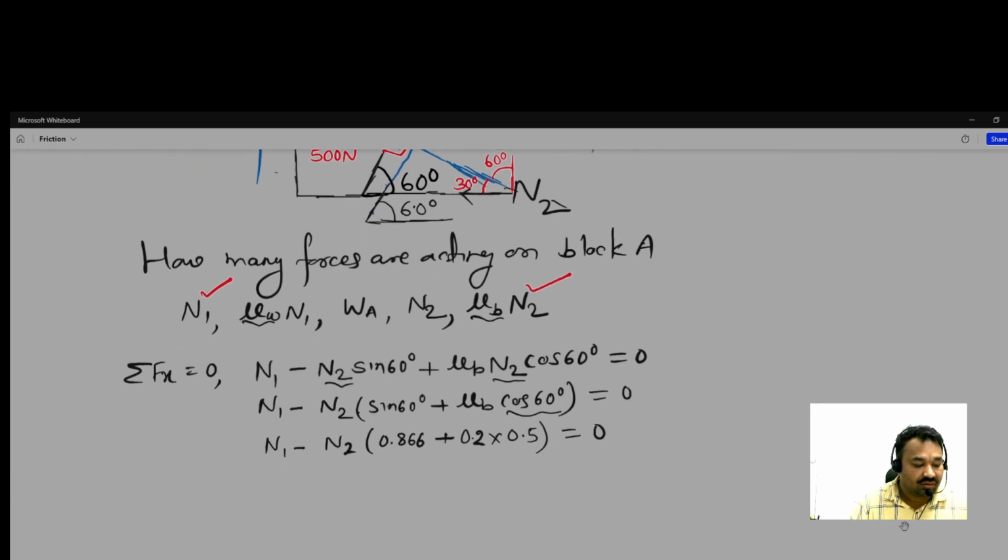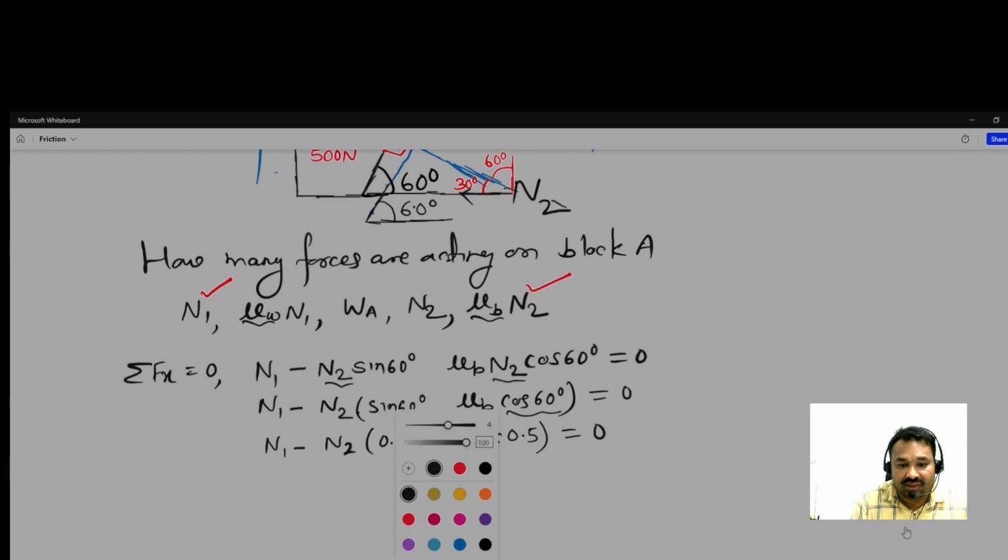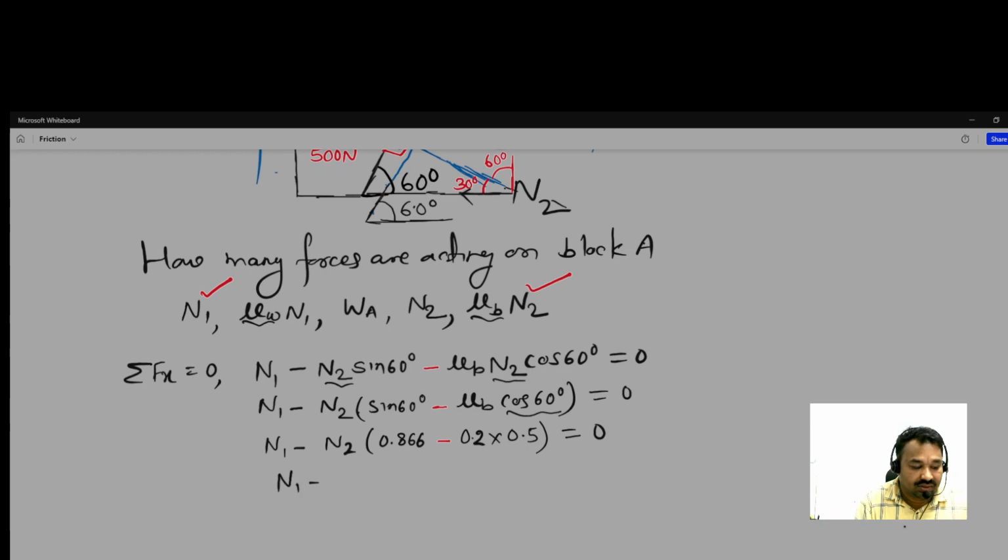So what we get ultimately, and one thing we are forgetting: because we have taken the common factor, this will be with a minus sign, minus here, minus here, minus. So what we get is N1 minus 0.766 N2, and it is equal to 0. So this is our first equation.